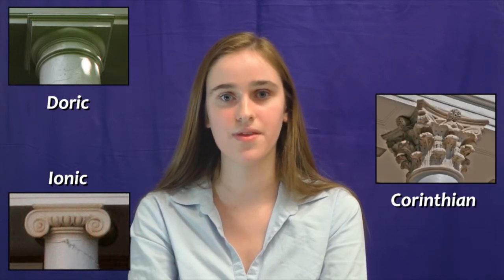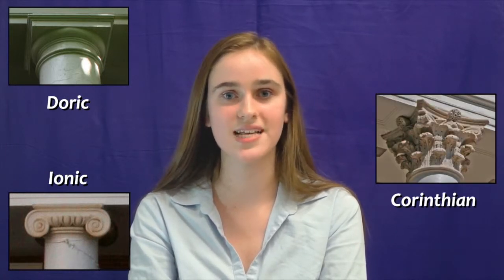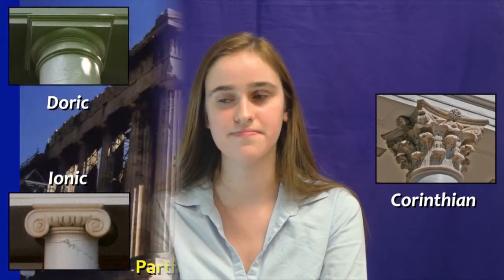The first type is the Doric capital, which is very simple and includes a few ridges around the top of the column. The second type is the Ionic capital, which has two scrolls, one on each side of the column. The third and most complex type of capital is the Corinthian capital, which has many leaves and flowers that sprout from the top of the column.